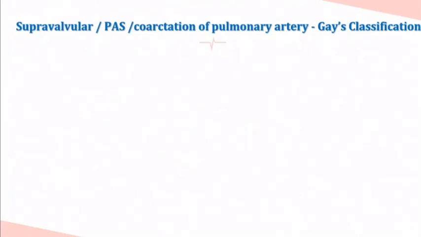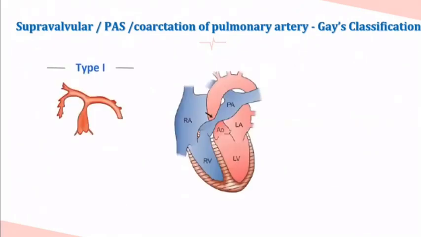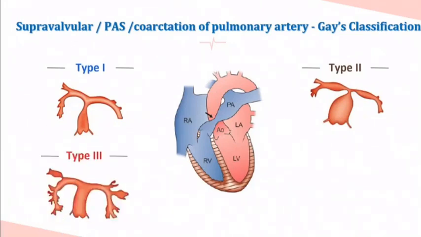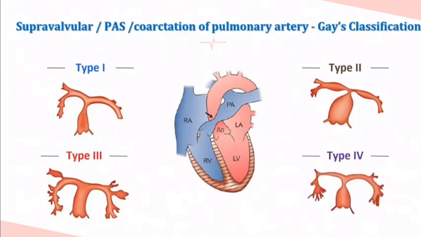And supravalvular pulmonary stenosis, aka pulmonary artery stenosis or coarctation of the pulmonary artery, as classified by Gay et al. Type 1, there is stenosis at the level of the main pulmonary artery. Type 2, stenosis at the bifurcation of the main pulmonary artery into right and left pulmonary arteries. Type 3, multiple stenoses in the peripheral pulmonary arteries. And type 4, the obstruction is at the level of the main pulmonary artery and also the peripheral segmental arteries.